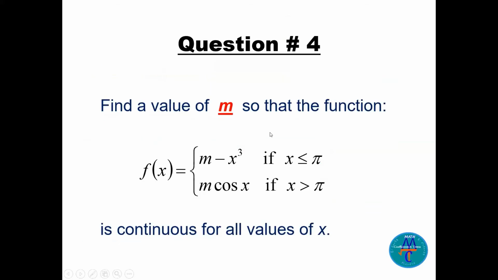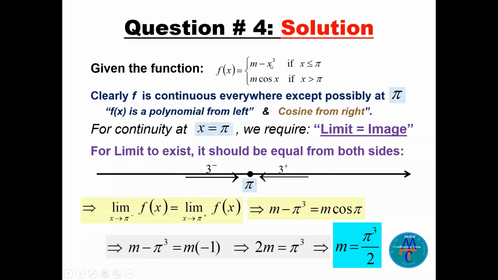Let's find the value of m so that this function f of x, m minus x cubed if x is less than or equal to pi, m cosine of x if x greater than pi, is continuous for all values of x. We need one value, one number of m, so that this function is continuous everywhere.